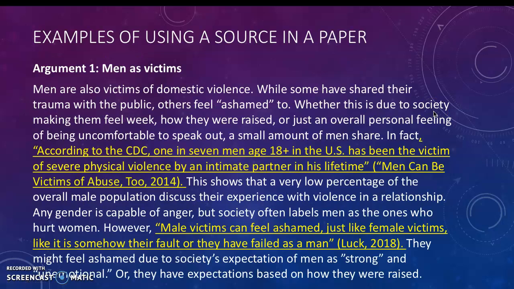So this is just an example of using a source in a paper. Say one paper was about men being victims. They were arguing that men are also victims. So the information that you see underlined and in yellow are 2 different sources. And everything written in white is the author's own writing. They're talking in their own opinion about men being victims. Then they break away from their writing and introduce 2 different sources. Them using those 2 different sources and when they use them is synthesizing.